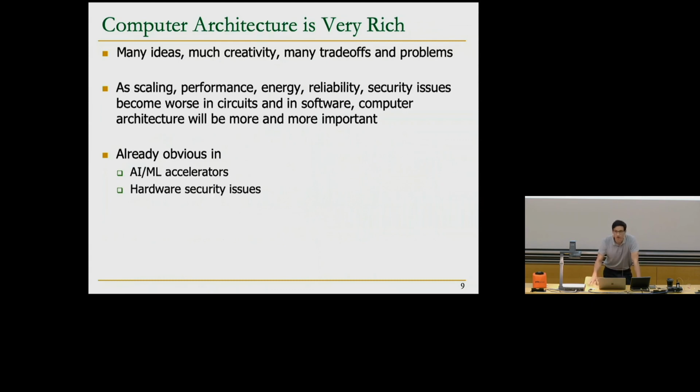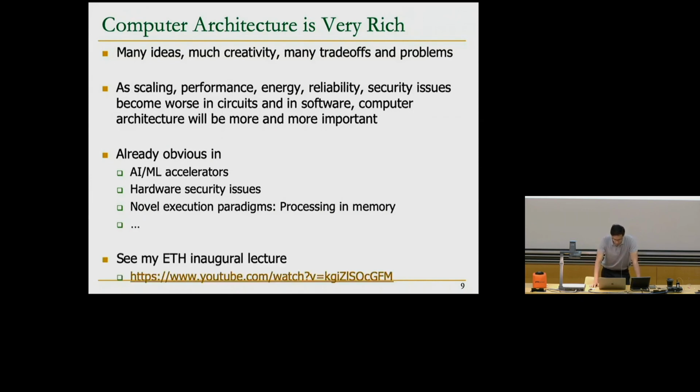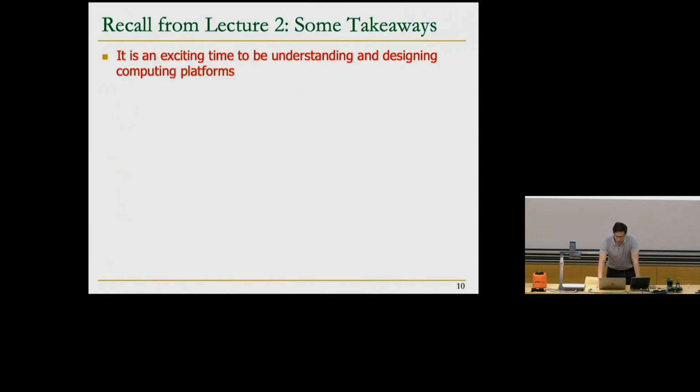There are many hardware security issues that we have to worry about, and we have to come up with nice ways to solve them. Rowhammer, Spectre, and Meltdown are things that we have covered here in the course. And there are also new execution paradigms like processing in memory, or new technologies like memory technologies, for example, non-volatile memories, like PCM or ReRAM, and many more that are being studied these days. So there are many things to do. A visionary lecture that you might want to watch again, I guess that most of you already did, is Professor Mutlu's ETH inaugural lecture.